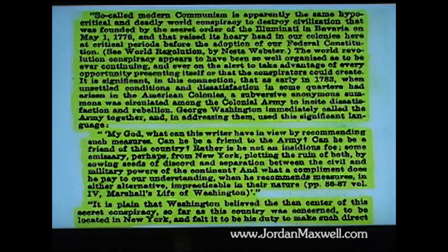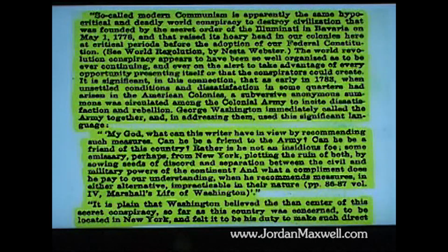Remember, this is from the book Marshall's Life of Washington, page 86 through 87, volume 4. Quoting George Washington, 1783, he said, "My God, what can this writer have in view by recommending such measures? Can he be a friend to the army? Can he be a friend to this country?